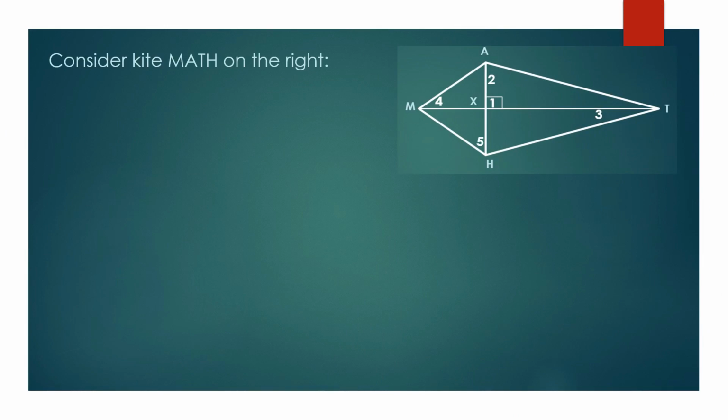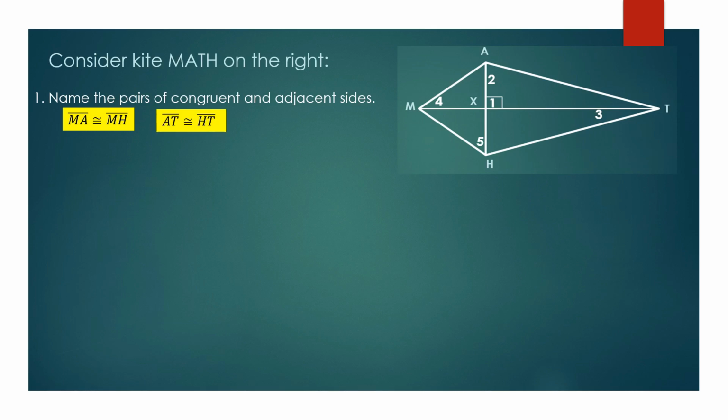Let us apply the theorems in this activity. Consider kite MATH on the right. Number 1. Name the pairs of congruent and adjacent sides. The pairs are, segment MA is congruent to segment MH, and segment AT is congruent to segment HT.